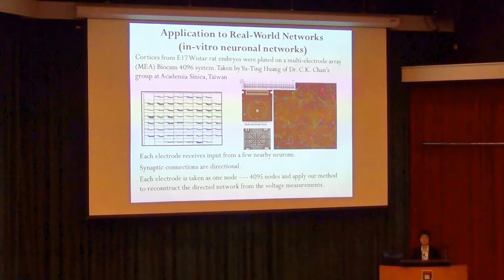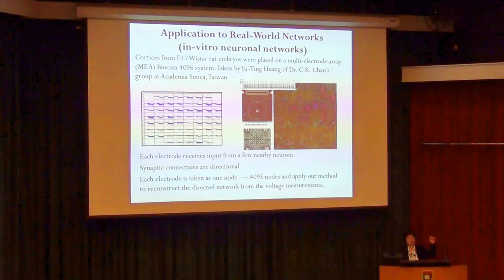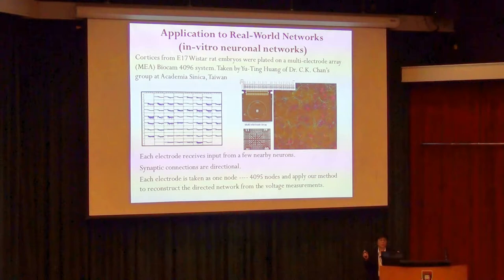And this data, we did not do the measurements ourselves. The data were taken by our collaborator, C.K. Chen's group in Academia Sinica in Taiwan, and by the student, the patient student. So this is just to tell you, you have an array. This array has 4,096 detector channels. 4,096 channels can take data simultaneously. So in a way, we have more than 4,000 nodes.